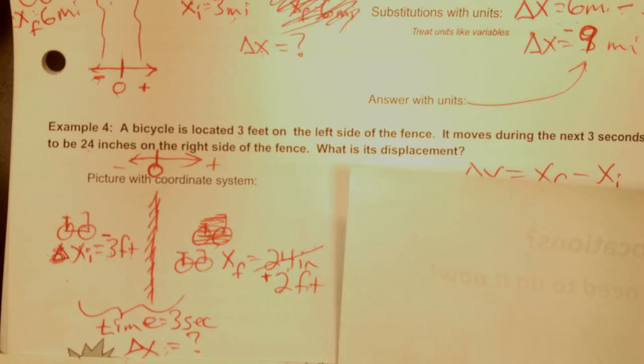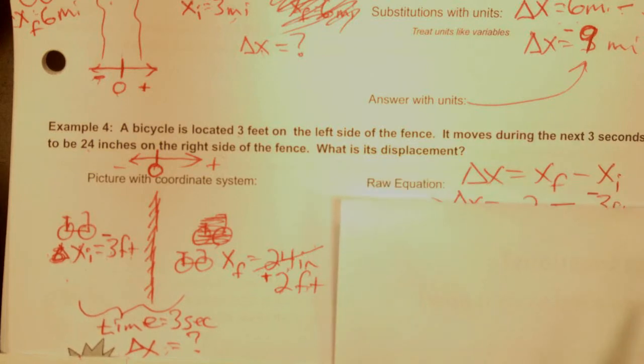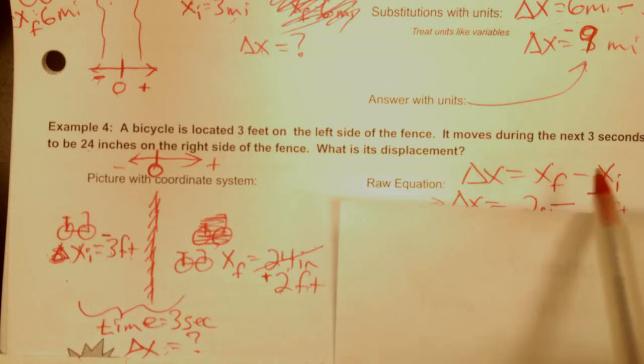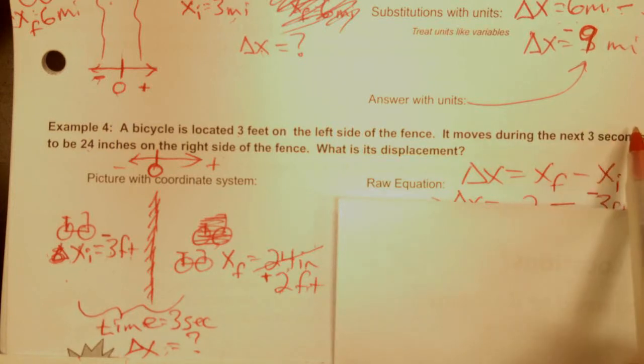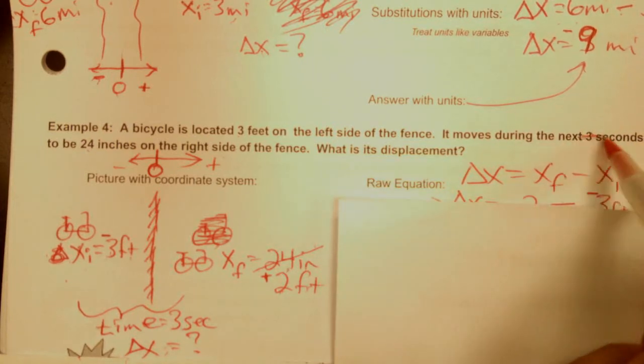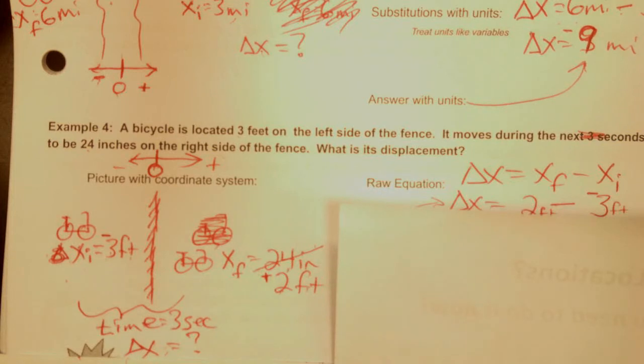Okay, number 5, find the raw equation. Okay, we only have one to choose from. And there's extra information. We don't need the 3 seconds. That's irrelevant. Substitute and do the algebra.